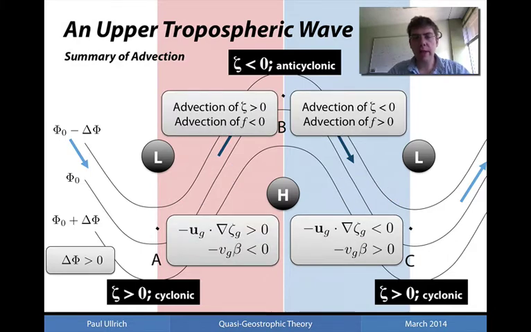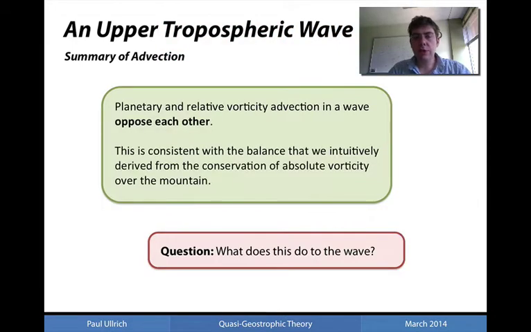So, comparing relative vorticity advection and planetary vorticity advection, we then observe that in the red region and the blue region, planetary vorticity advection will have the opposite sign to relative vorticity advection. In particular, in the red region, relative vorticity advection is positive, planetary vorticity advection is negative, and the opposite in the blue region. So consequently, these two terms actually end up opposing each other. If we consider the quasi-geostrophic vorticity equation, that means that these two terms will have opposite signs to one another.